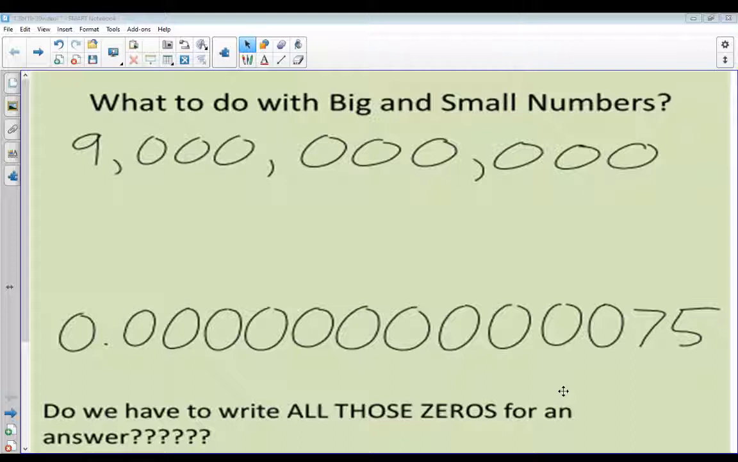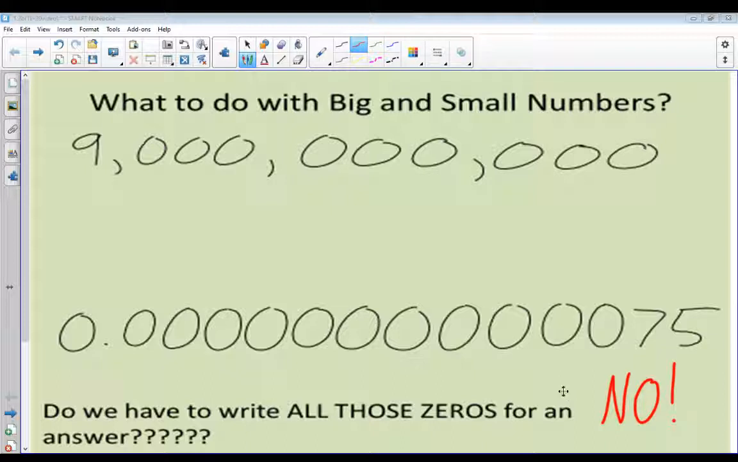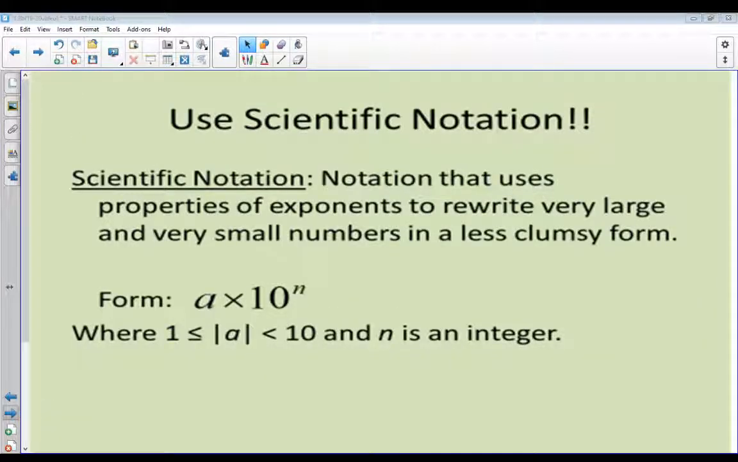As you see before you, you have a very large number and a very small number, and each one has a ton of zeros. And we don't really like writing a lot of zeros. Do we really have to write all those zeros for the answer? And I'm here to tell you, no, you do not have to write all those zeros. There is another way to rewrite these numbers, and it is called scientific notation.